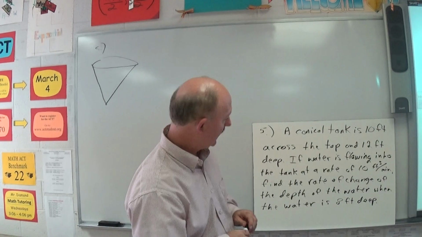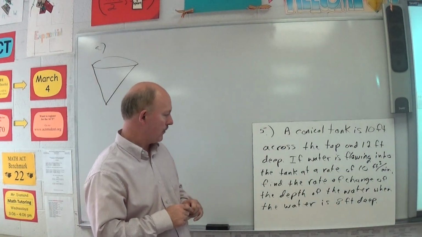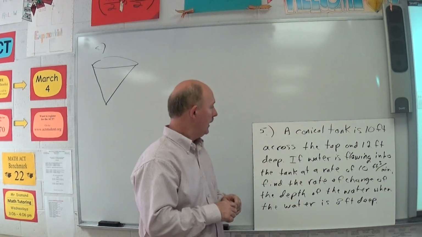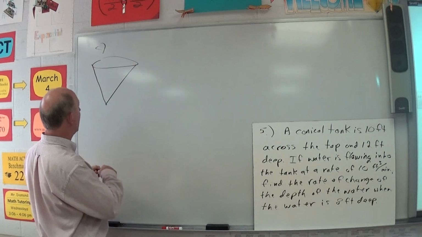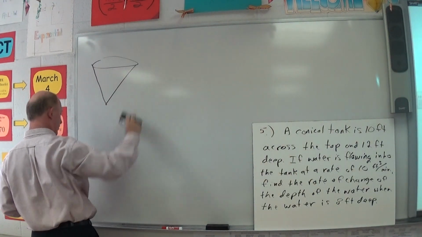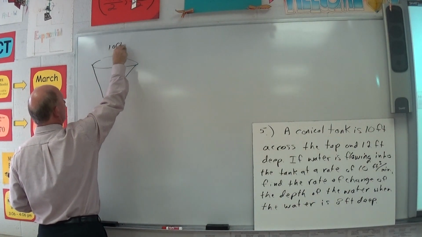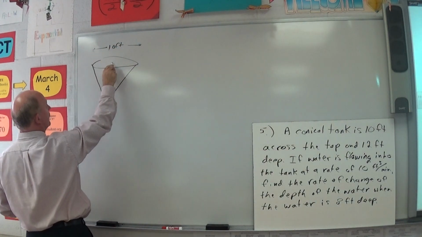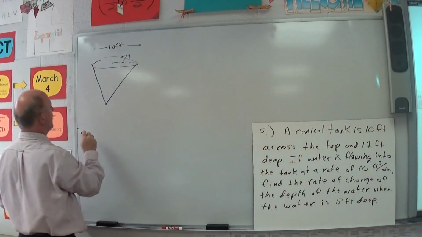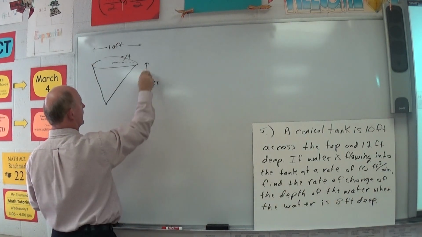Okay, the water flowing in the tank is 10 cubic feet per minute. Find the rate of change of the depth of the water when the water is 8 feet deep. Now, to start off, we've got a little diagram. It says 10 feet across the top, so 10 feet this way. That will make the radius 5 feet. And it's going to be 12 feet high.